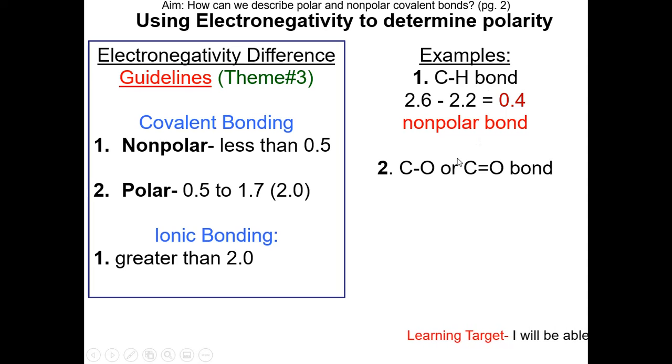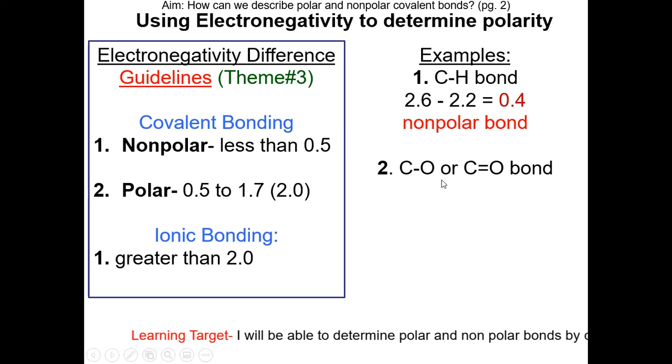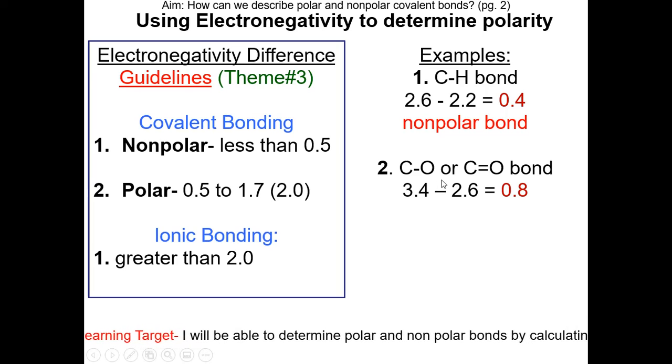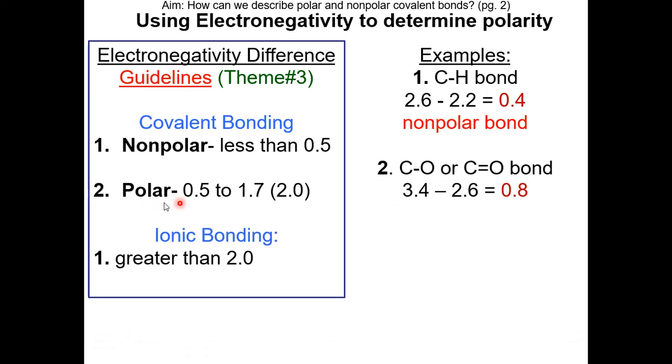In example 2, we have a CO bond. It does not matter if it's a single bond or double bond. Then you look up on Table S, carbon is 2.6 and oxygen is 3.4. So the difference is 0.8, and that'll be considered a polar bond.